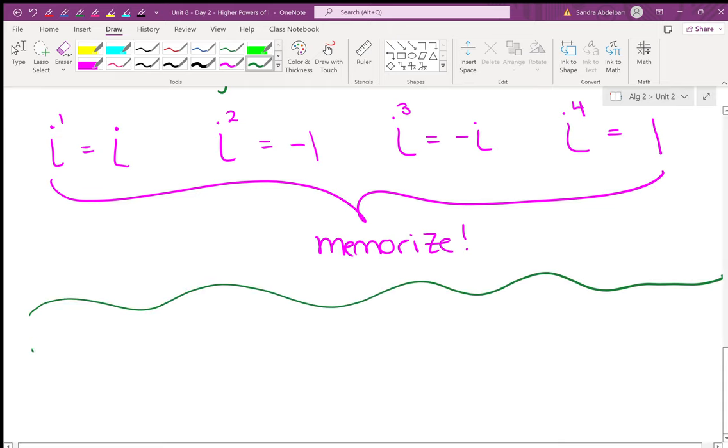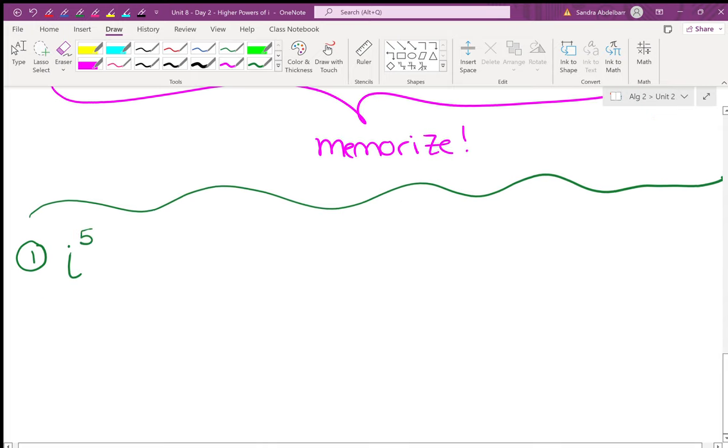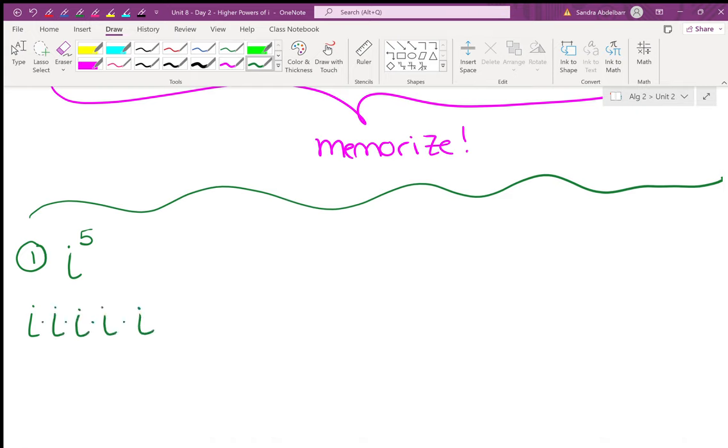So let's say, my first example, let's say I have i to the 5th power. Well, we know i to the 5th power is i times i times i times i times i. But what do we know every 4 i's multiplied together make? A 1. So then we're just left with 1 times i, which is i.